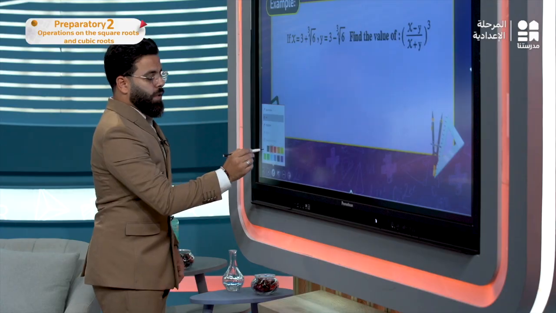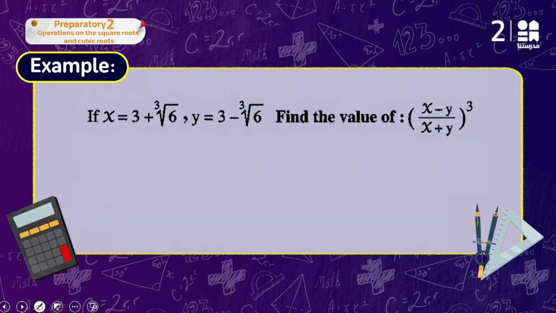Another example, quickly. Let's look together. x equals 3 plus cube root of 6 and y equals 3 minus cube root of 6. So we must find this value, all to the power 3. What are we going to do at the top? What does it ask of me? Yes, x minus y.